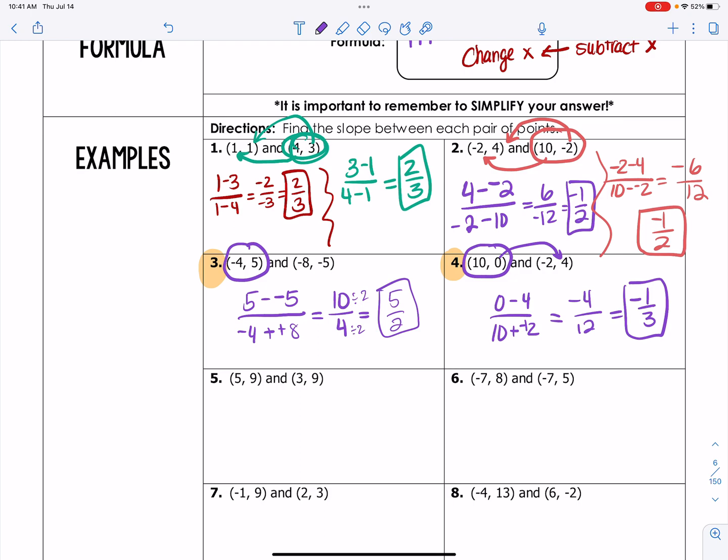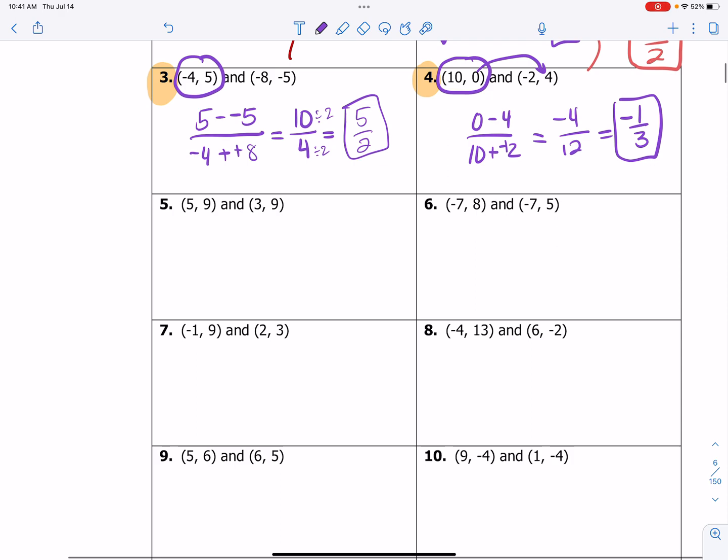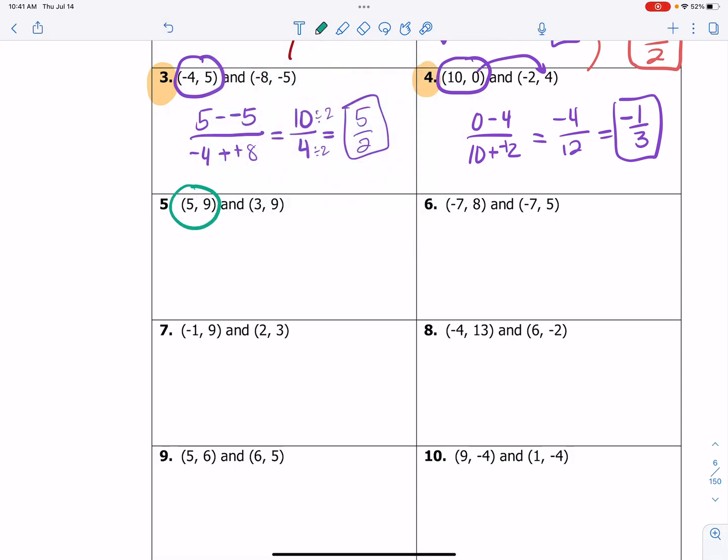Okay, so I would like to take a look at number 5 together because it is a little bit different. So it doesn't matter. I'm not going to do both ways anymore. I'm just going to start with this guy. So I'm going to do 9 minus 9 divided by 5 minus 3. So this is 0 over 2. We need to talk about this a little bit. So that means that it has no rise and it has all run.